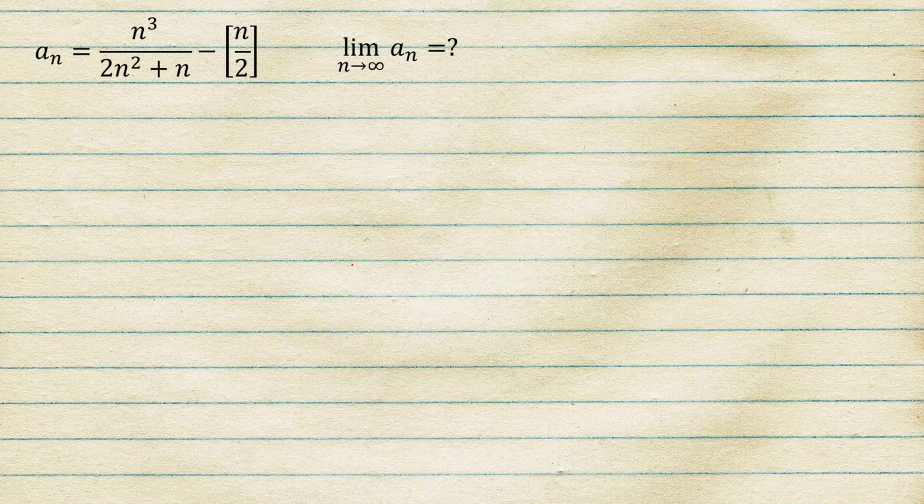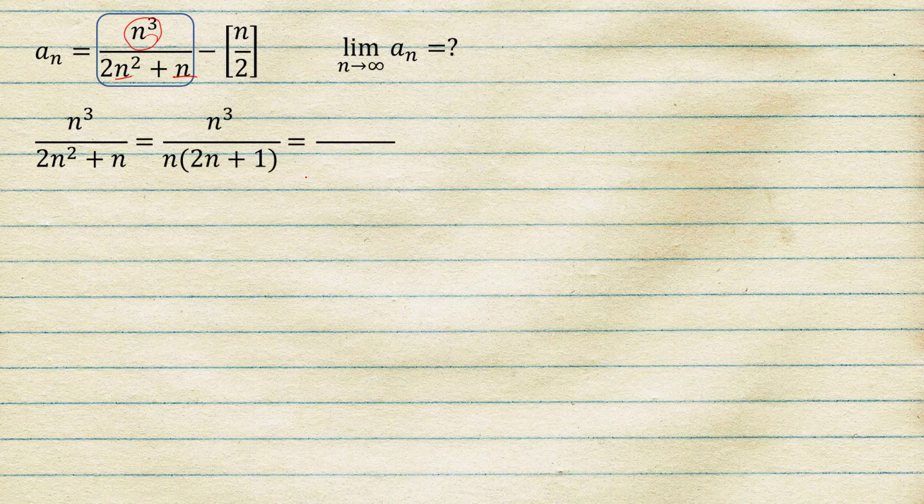First, let's try to simplify this fractional expression. In the denominator of the fraction, we factor out the common factor n and we simplify it with one of the n's in the numerator. So we arrive at the expression n squared over 2n plus 1.